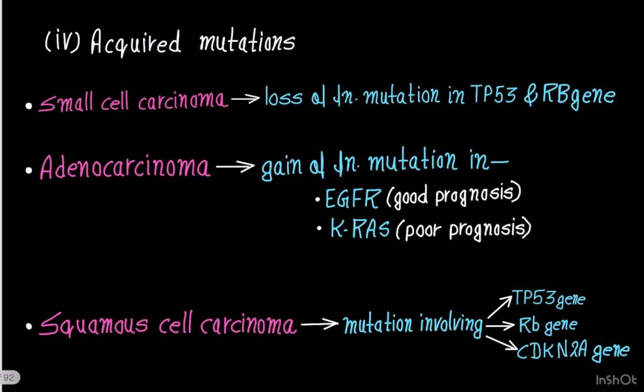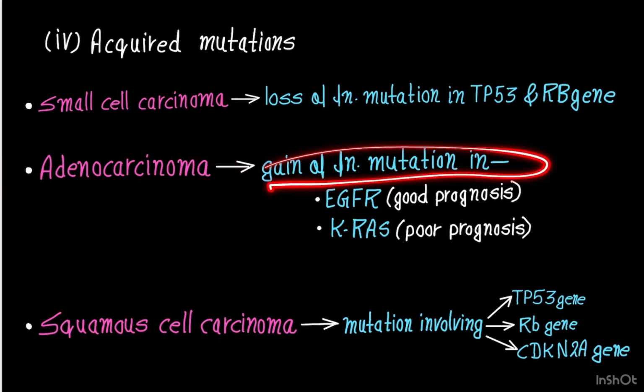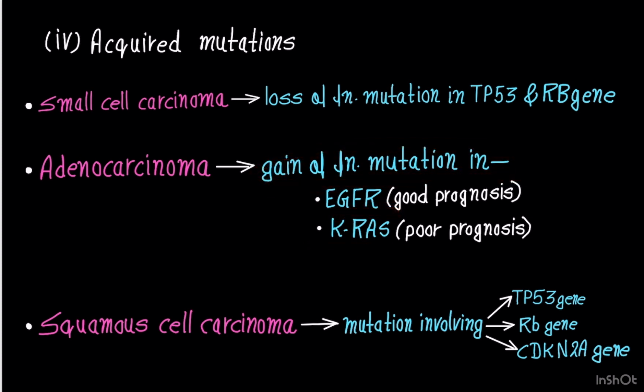Then the fourth etiology is acquired mutations. See, there are plenty of mutations associated with lung cancer, but we cannot remember all of them. So we will focus on the most important ones. Small cell carcinoma is associated with loss of function mutation in TP53 and the retinoblastoma gene. Adenocarcinoma is associated with gain of function mutation in EGFR and KRAS mutation. Squamous cell carcinoma is associated with mutations involving the TP53 gene, RB gene, and CDKN2A genes.